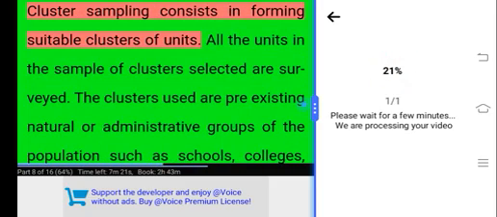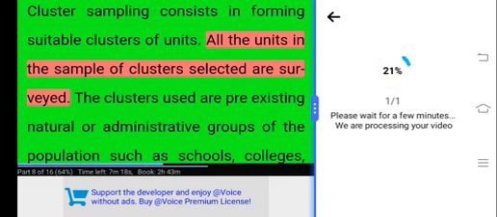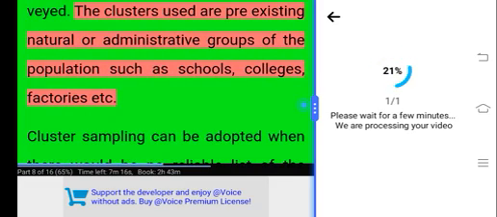Cluster sampling consists in forming suitable clusters of units. All the units in the sample of clusters selected are surveyed. The clusters use pre-existing natural or administrative groups of the population such as schools, colleges, factories, etc.